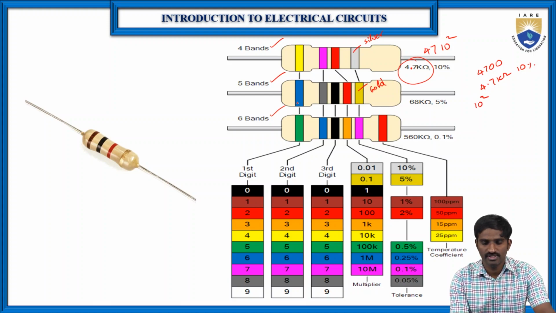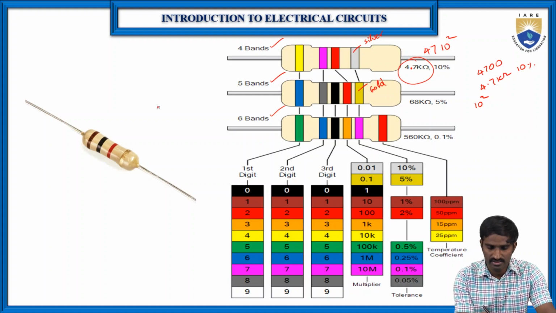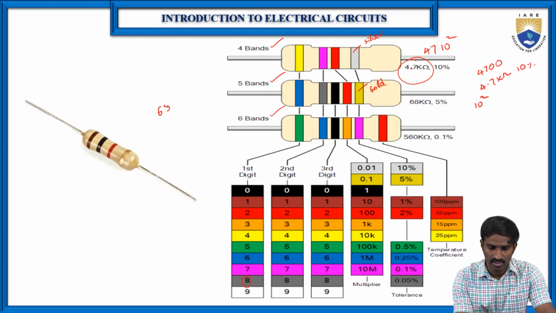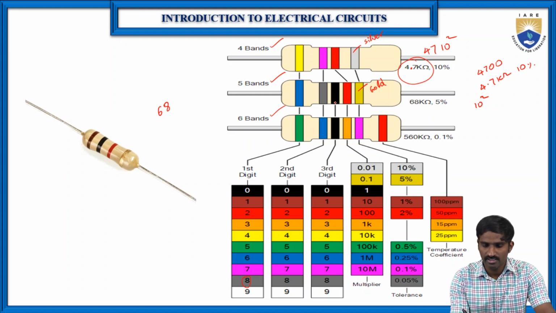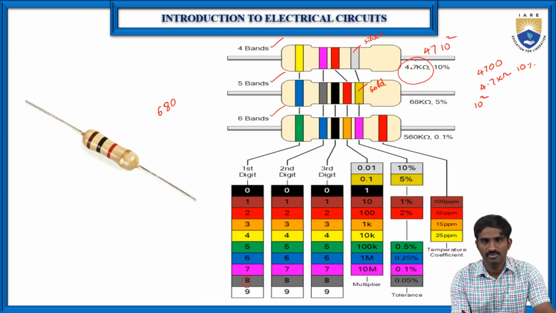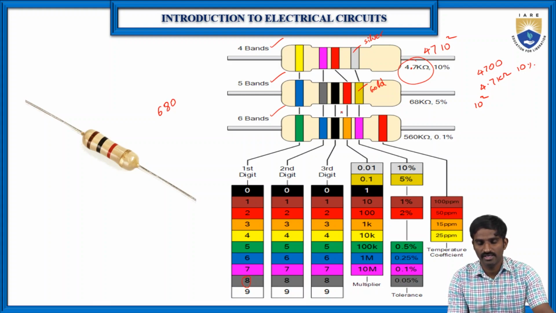And let us start with here. This is blue color, so blue is 6, here it is 6, and after that the gray color is there, which is 8, so 6, 8. Again the black color is there, which is 0, so 6, 8, 0. And then red, because this is immediate to the gold color, which is the tolerance color, so here it is the multiplier.